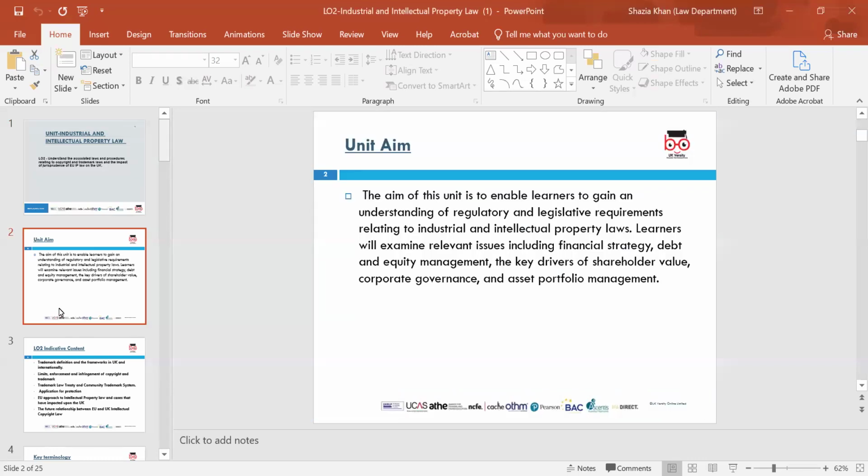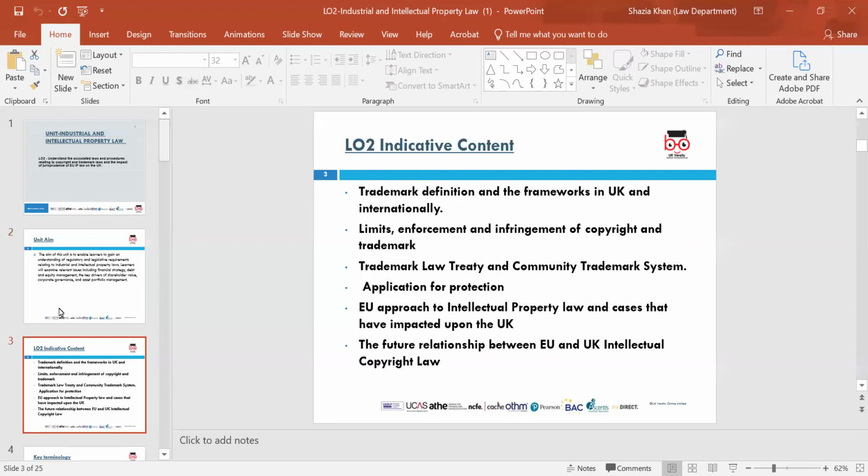So the aim of this unit is to enable learners to gain an understanding of regulatory and legislative requirements relating to industrial and intellectual property laws. Learners will examine relevant issues, including financial strategy, debt and equity management, the key drivers of shareholder value, corporate governance, and asset portfolio.